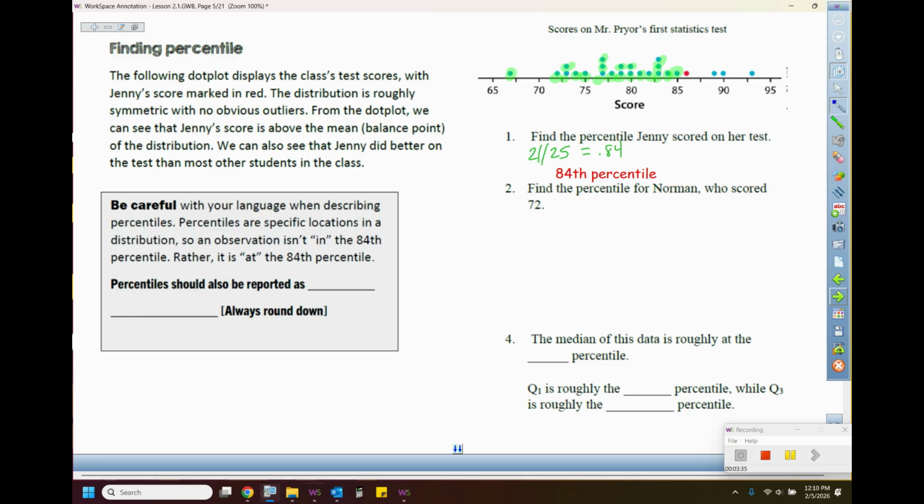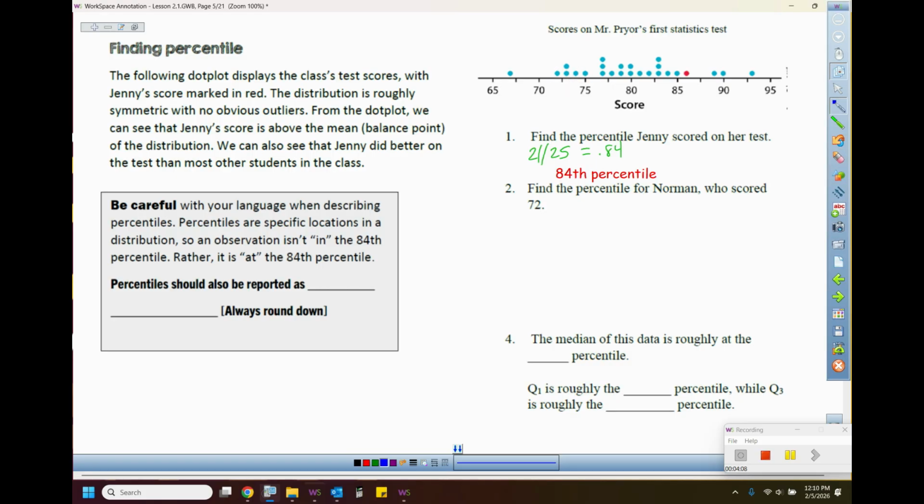It means that she did better than 84% of the kids in the class. All right, so then it says find the percentile for Norman, who scored a 72. So that kind of sucks on this data set. We got to go find Norman at a 72, and I believe it's this guy. Let me double check if that's 72. Nope, that's not 72. That's 71.